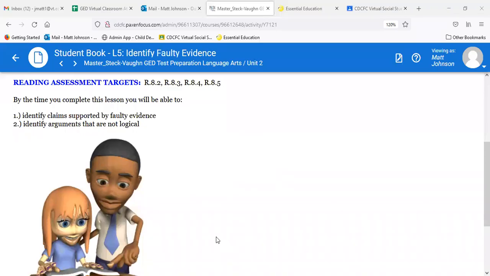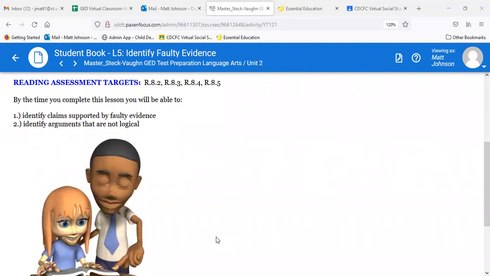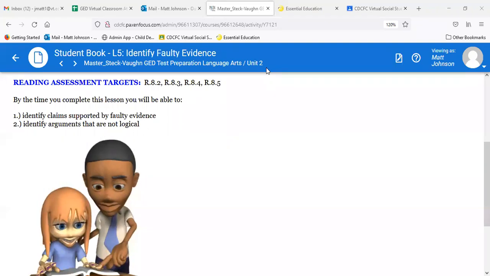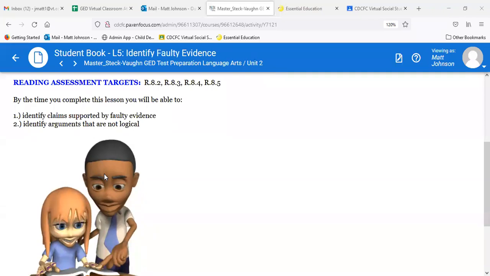And let's make sure everybody gets in here. Okay. All right. So student book. Wait a minute, we're not on this.